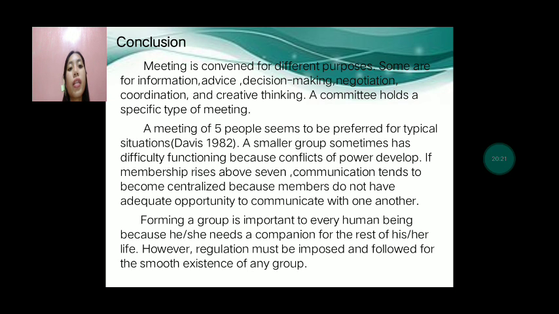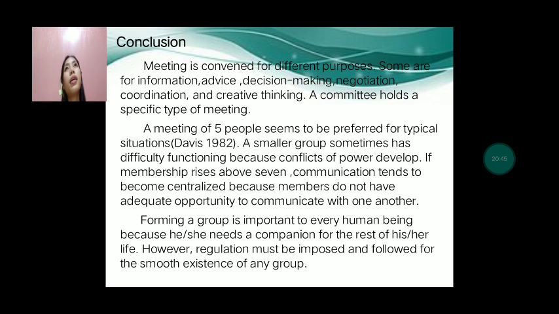However, if in a group, kinakailangan po ang regulation, ang mga rules na dapat ma-follow ng every member para po sa effectiveness of a group, at para po magtagal ang kung anong relationship ang nabuo.